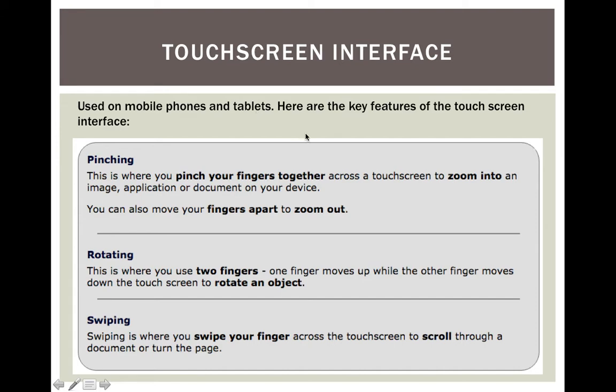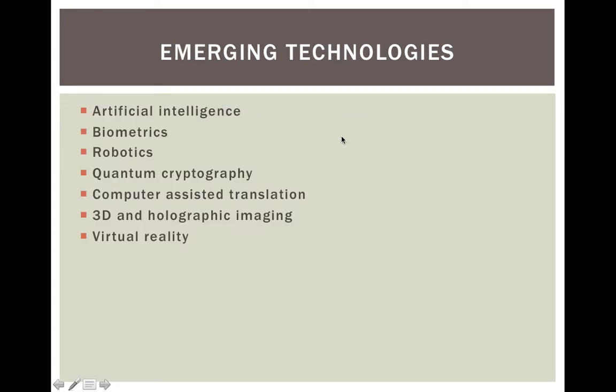tablets mainly. Okay. The last one in Chapter 1 would be emerging technologies: artificial intelligence, biometrics, robotics, quantum cryptography, computer-assisted translation, 3D and holographic imaging, and virtual reality are the main emerging technologies that the syllabus refers to. Now, I'm not going to go through all of them. I'm just going to summarise the uses and the impacts of the first three.